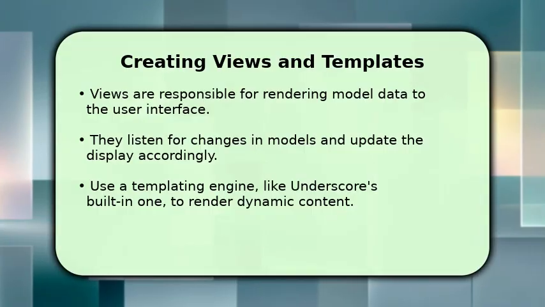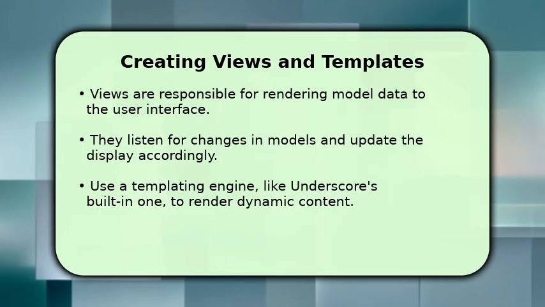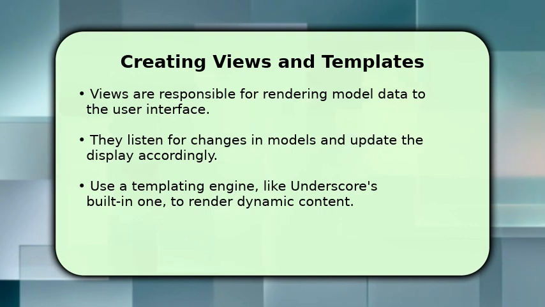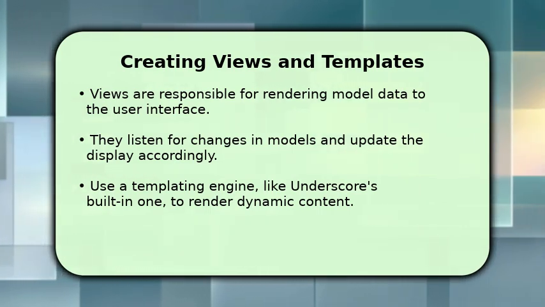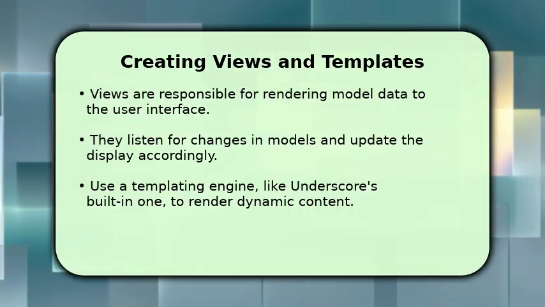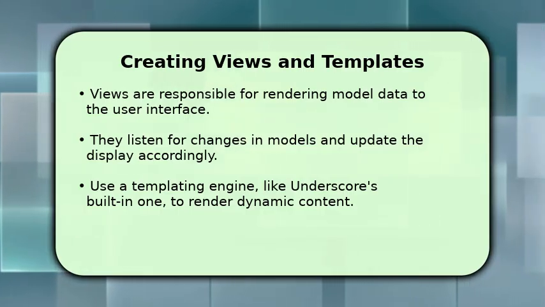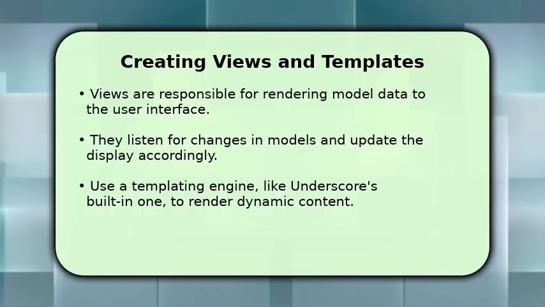Now, let's talk about views, which are crucial for displaying your application's data. A Backbone view doesn't contain the HTML itself, but rather dictates how a specific part of your application's data, often from a model, should be rendered. You'll typically use a templating engine, such as Underscore's built-in templating, to create dynamic HTML. Views listen for model changes and re-render to keep the UI updated.